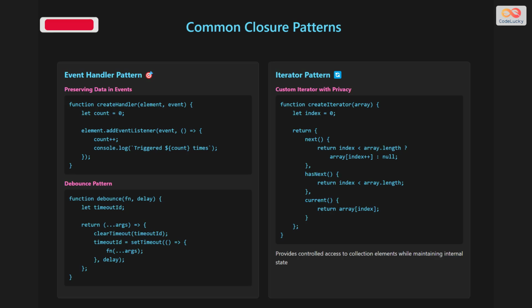Closures can also be used to create iterators that provide controlled access to collection elements, while maintaining their internal state. Here the createIterator function creates an iterator that can access the next element of an array, check if there is a next element, and view the current element. The index variable is encapsulated and is not exposed to the user.